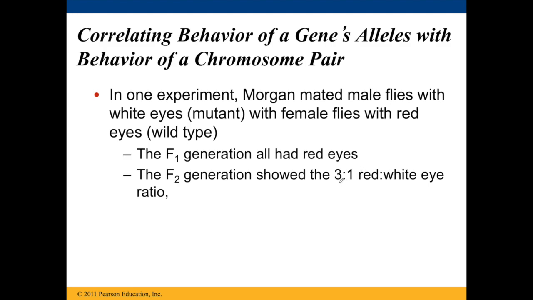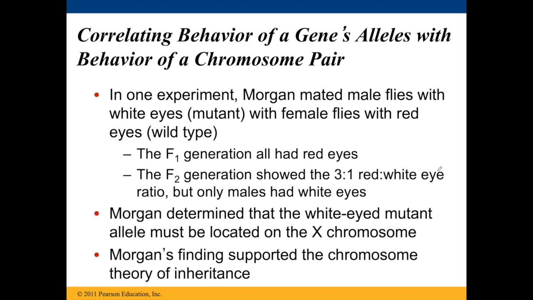So in the F2 generation, he did get a 3-to-1 ratio of red to white, but more specifically, what he got was, in the F2 generation, only males had white eyes. He didn't find a single female with white eyes. So there was a sex-specific difference in the results that he was getting. Now, Morgan determined the reason for this is that the eye color gene must be on the X chromosome.